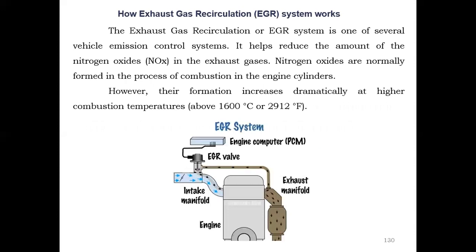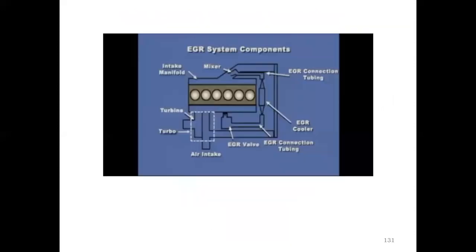Next, exhaust gas recirculation actuators. This is the EGR system. It is one of the several vehicle emission control systems. It helps reduce the amount of nitrogen oxide in the exhaust gas. Nitrogen oxides are normally formed in the process of combustion in the engine cylinders. However, their formation increases dramatically at a higher combustion temperature of 1600 degrees Celsius or 2912 Fahrenheit. In this system, we have the engine computer, EGR valve, intake manifold, engine, and exhaust manifold.